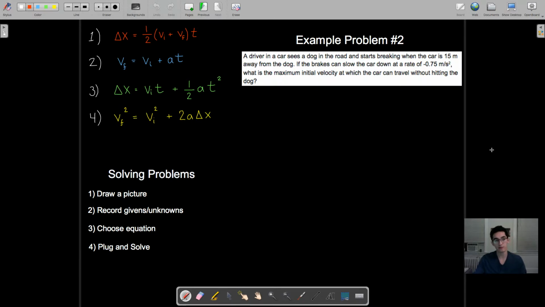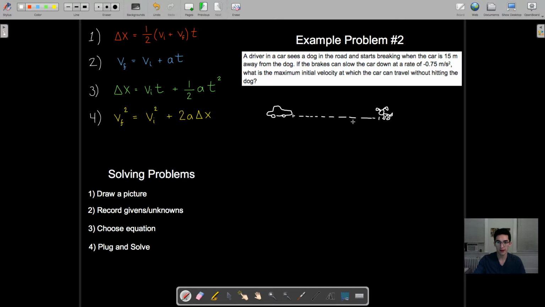So example problem number 2. We have a driver in a car that sees a dog in the road, and the driver starts braking when the car is 15 meters away from the dog. As I read this problem, I'm going to draw my picture, okay? I'm going to draw my picture as I'm reading. So we have a driver in a car, a great car, sees a dog in the road. All right, here's my little puppy dog. And the driver starts braking when it's 15 meters away from the dog.